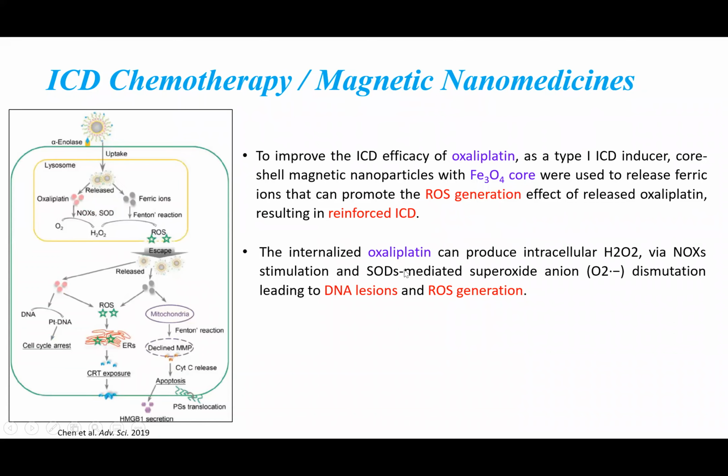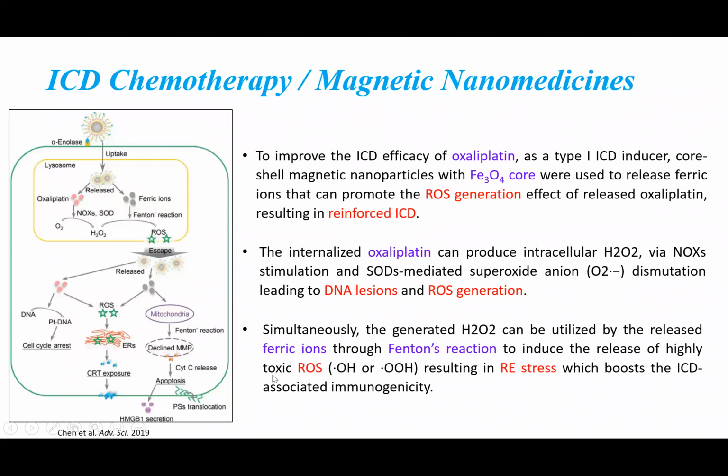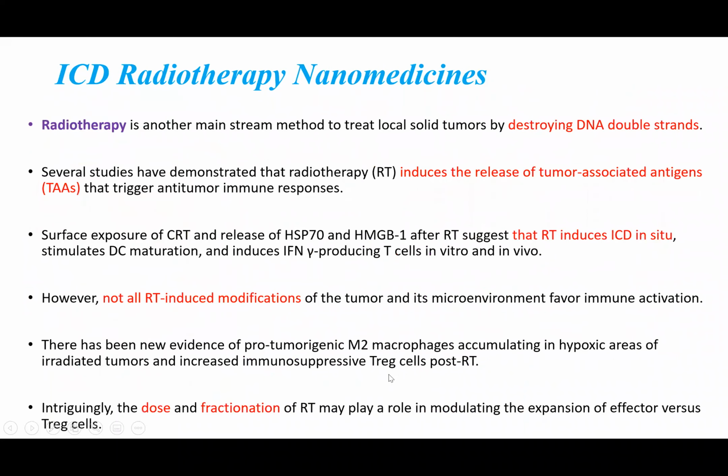So the internalized oxaliplatin can act by producing intracellular hydrogen peroxide through enzymes upregulated in the tumor microenvironment. Then the ferric ions, through Fenton's reaction, will use this hydrogen peroxide to generate reactive oxygen species to induce endoplasmic reticulum stress and release of DAMPs.